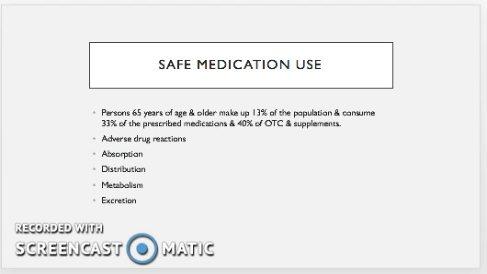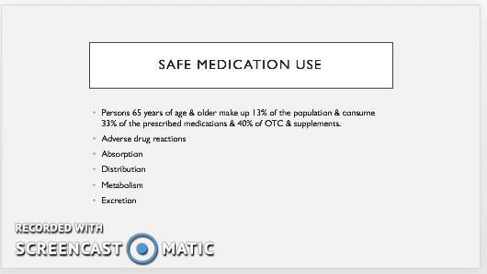All right, let's talk about distribution. What's going on? Well, you're going to have changes in the way the body is distributed. So you're going to have a decreased lean body mass. You can have an increased body fat. And you can have a decreased total body water. So that's going to make a big difference in the way that these medications are going to be distributed throughout the body.